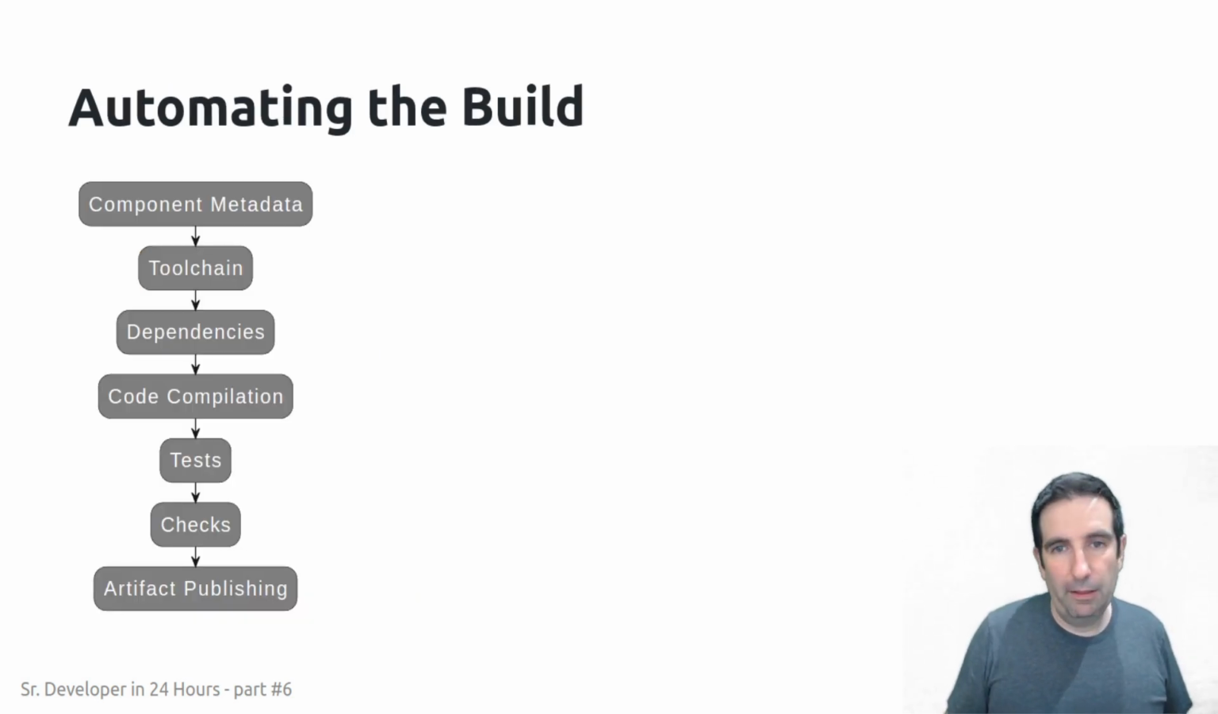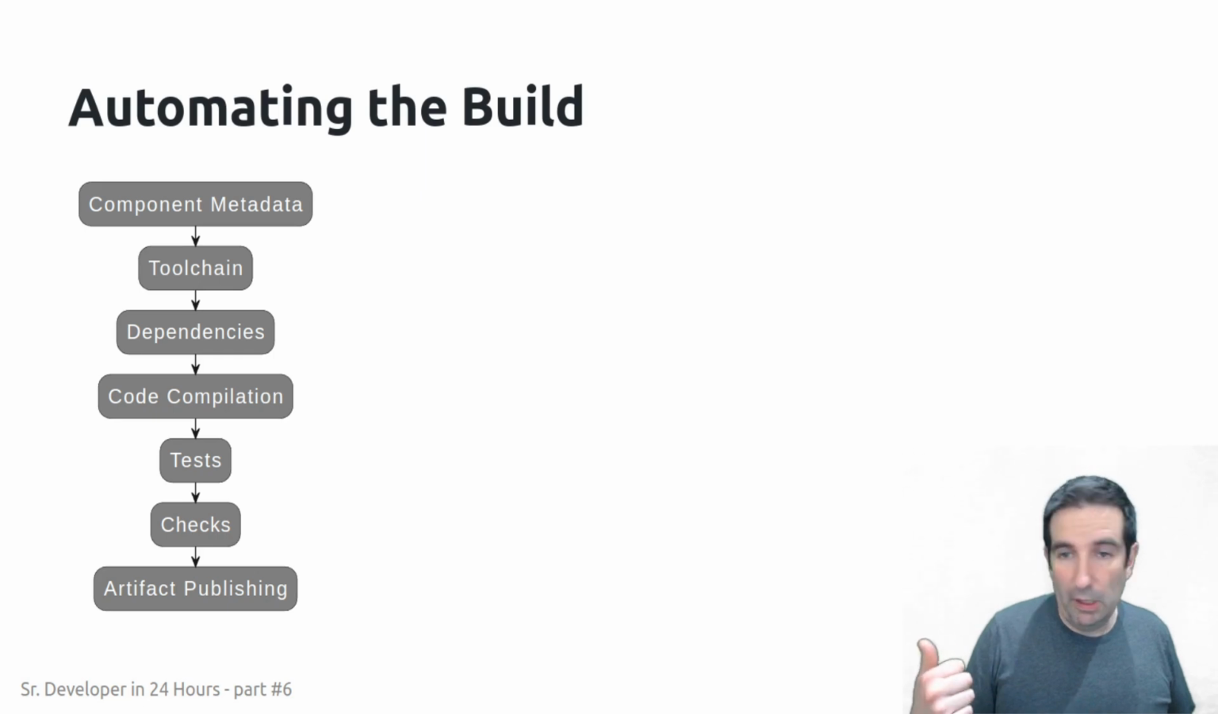If we want to dig a little bit deeper into automating the build, we're talking about a series of steps, which I've broken down here in 7 different steps. First, defining the component metadata, managing the toolchain, managing the dependencies, compiling the code, running the tests, running any extra checks, and finally, publishing the artifacts that we built throughout this process.